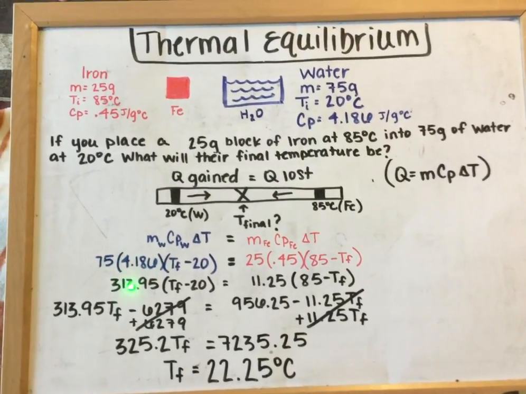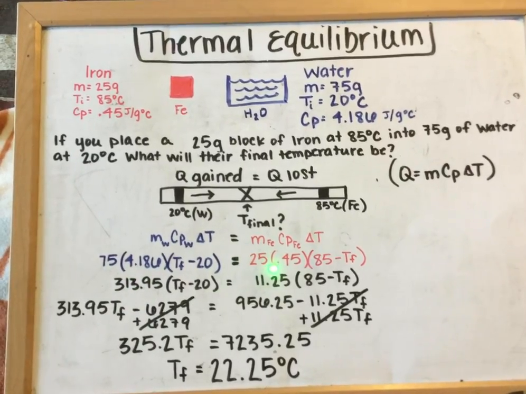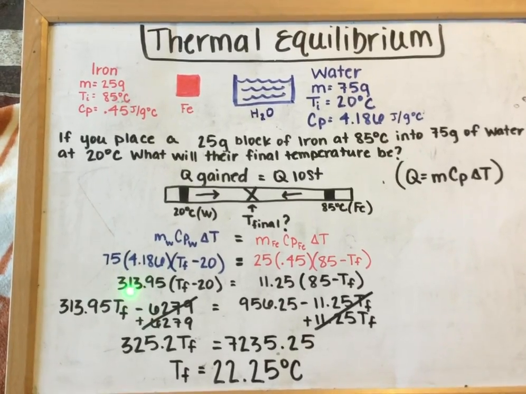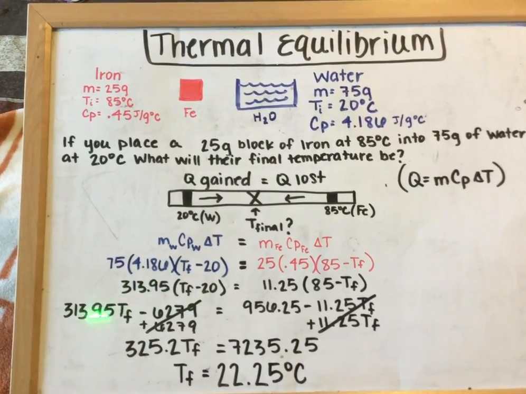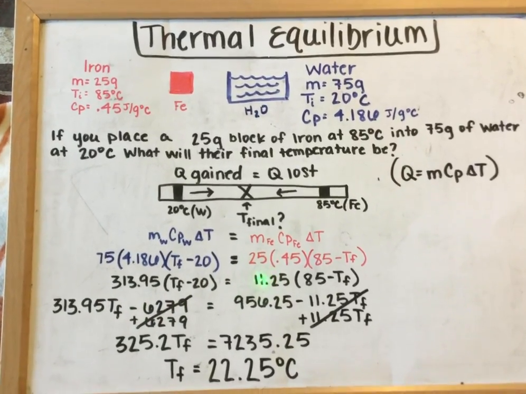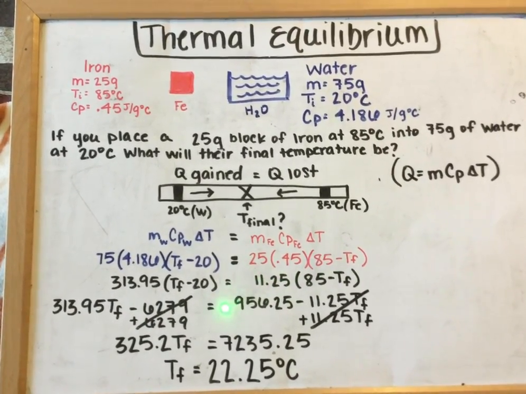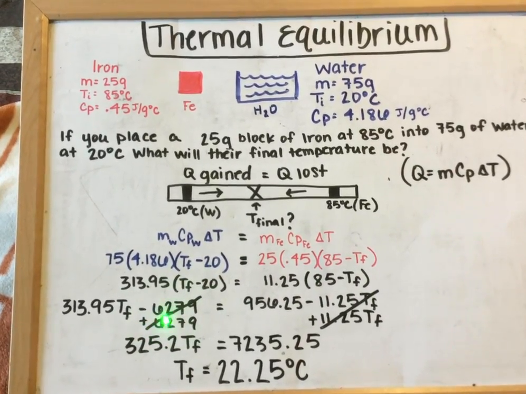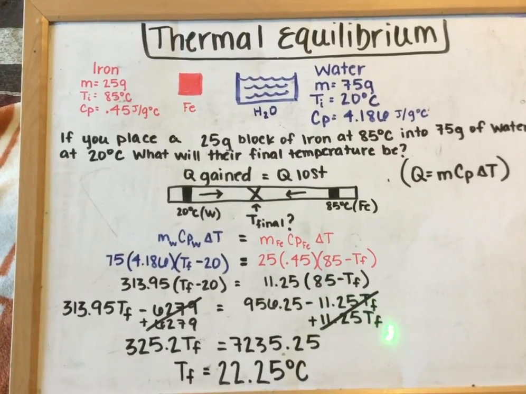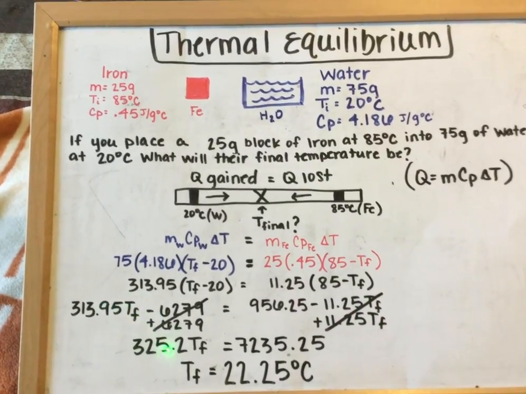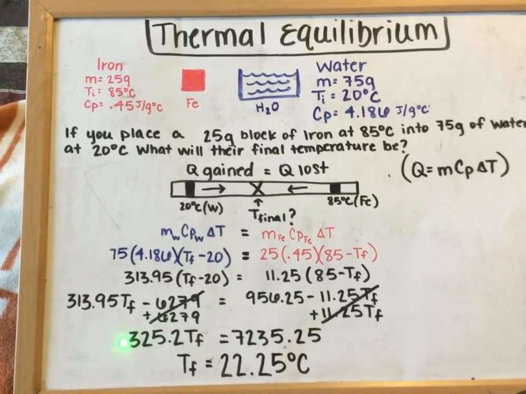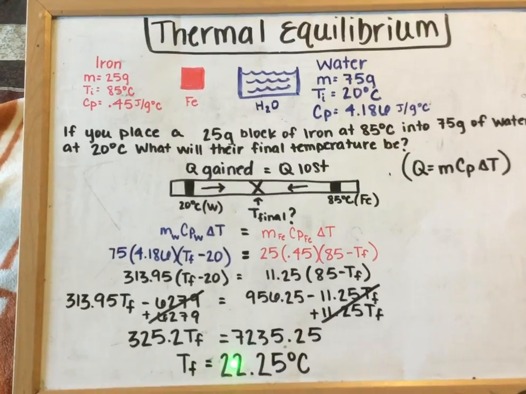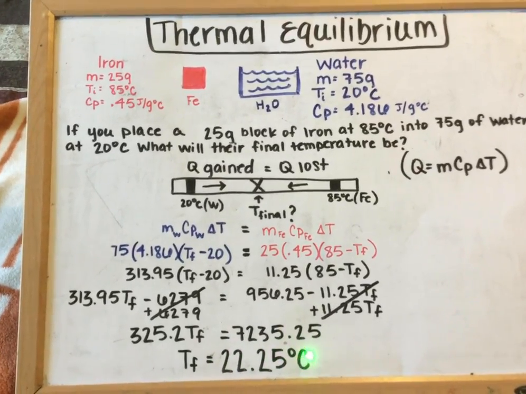All right, just combine 75 and 4.186, combine 25 and 0.45. Then we are going to distribute the 313 to TF and negative 20 here. Distribute 11.25 to 85 and TF. Get here. And then just the algebra: add your whole number, and then subtract your number with your variable, move it to this side of the equation, and we land here. And then we just divide out 325.2, and we get a final temperature of 22.25 degrees Celsius.